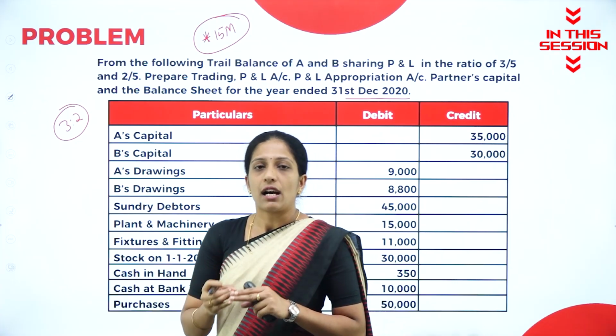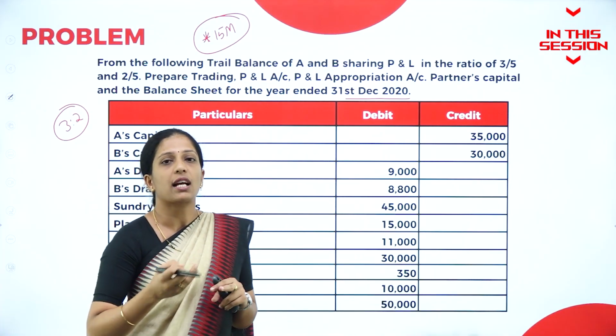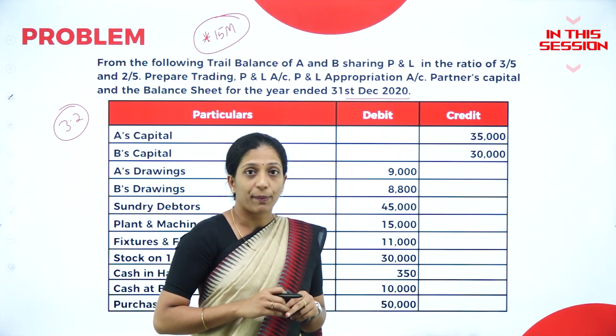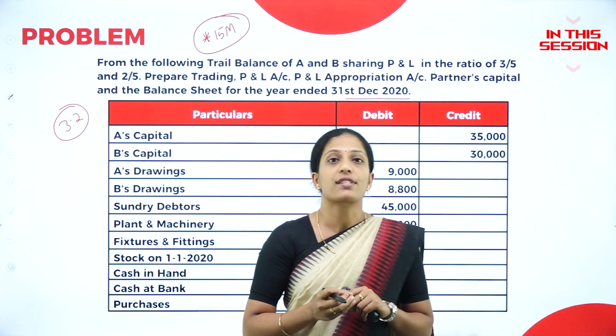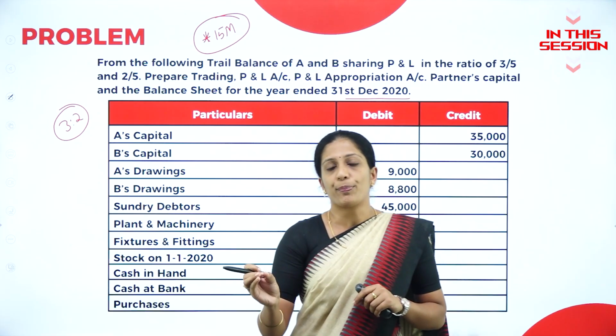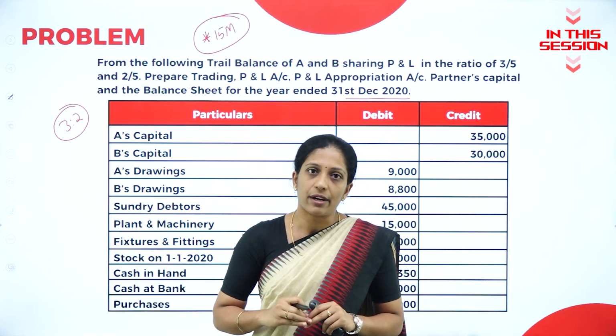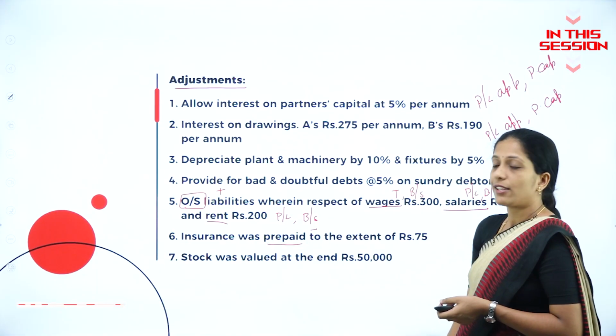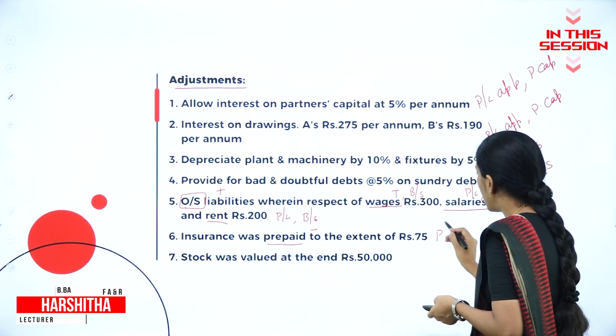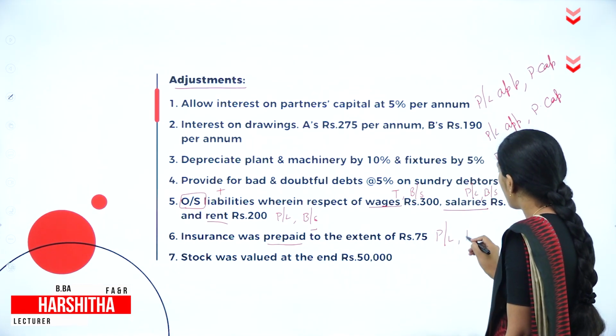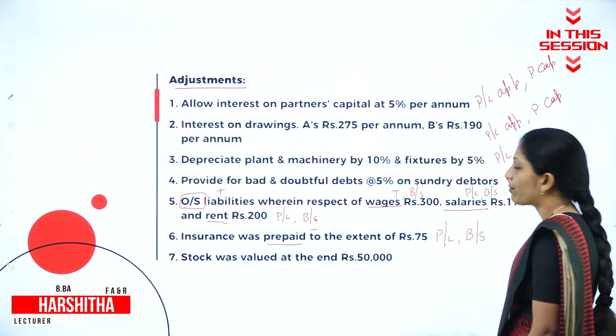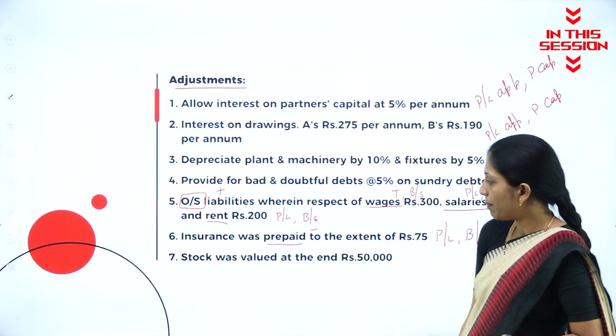In your final accounts of partnership firm, what are the accounts you have to prepare? So you have to prepare your trading account, profit and loss account, profit and loss appropriation account, partners capital account and balance sheet. Where do we record insurance? Insurance in the P&L account where you have to minus, and in the balance sheet it is an asset. So you have to record in the asset side of the balance sheet.